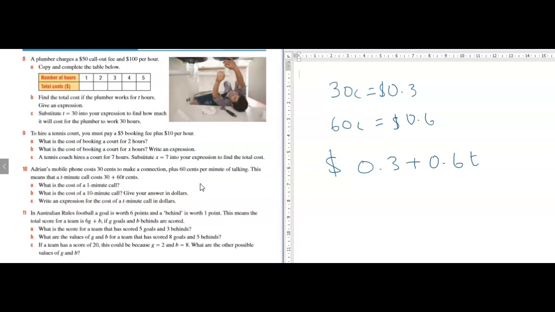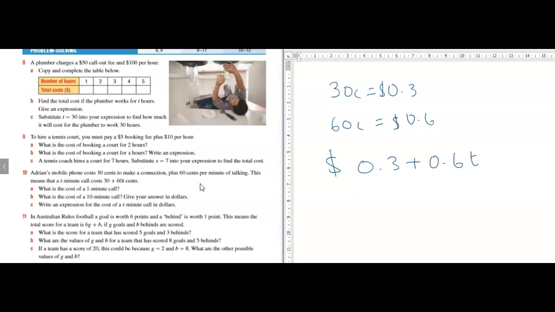All right, question 11. In Aussie rules football, a goal is worth 6 points and a behind is worth 1. This means the total score for a team is 6G plus B if G equals goals and B equals behinds are scored. All right, so this is just substituting in.